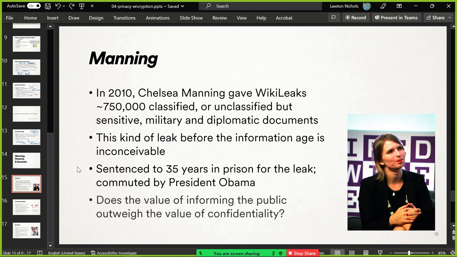And obviously it is illegal in the U.S. to do this kind of thing, to leak classified documents. It's a federal crime. And so she was sentenced to prison for 35 years for this leak, though it was commuted by Obama and she's out now. And so the question is, she leaked all this information even though it was against the law because she thought it would make the world a better place, all right? And so the question is, does the value of informing the public outweigh the value of confidentiality, all right?